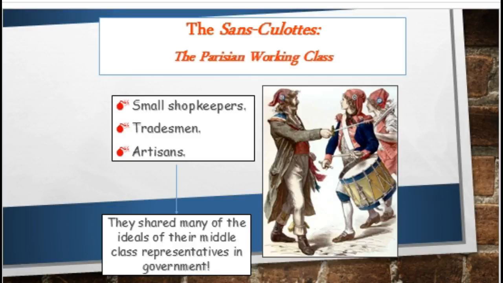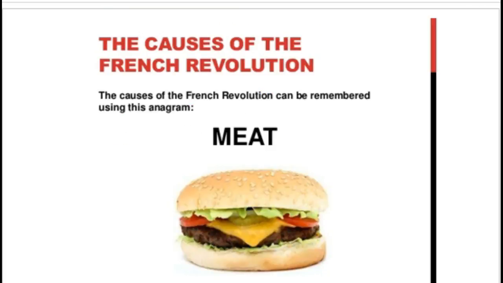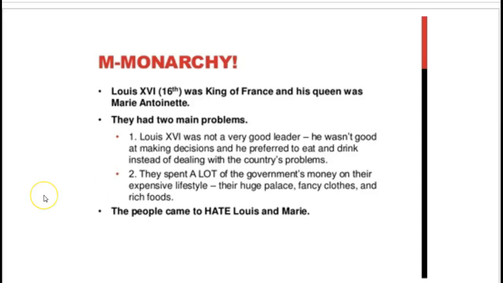Let's review it with an approach I found while researching. Causes, meat. Remember the acronym. You know I'm big on acronyms. I found this the other day. The causes of the French Revolution can be remembered as meat. I also like hamburgers. So if you remember our hamburger method of writing, this fits right in with it.